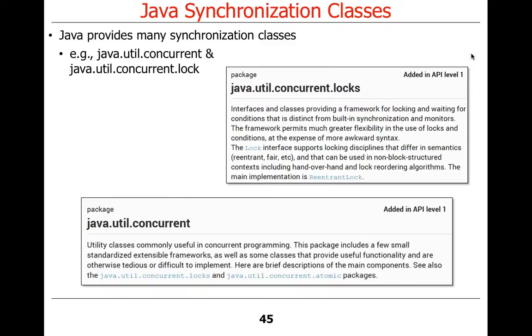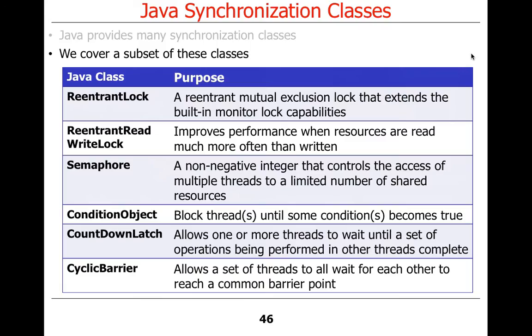The last set of things, which we're not going to talk about a lot right now, we'll come back to them probably later in the course, are other synchronization classes. These are part of the Java libraries. They're in java.util.concurrent and java.util.concurrent.locks, which you can read about here. There are a whole bunch of these classes. We're going to talk about just a few of them.